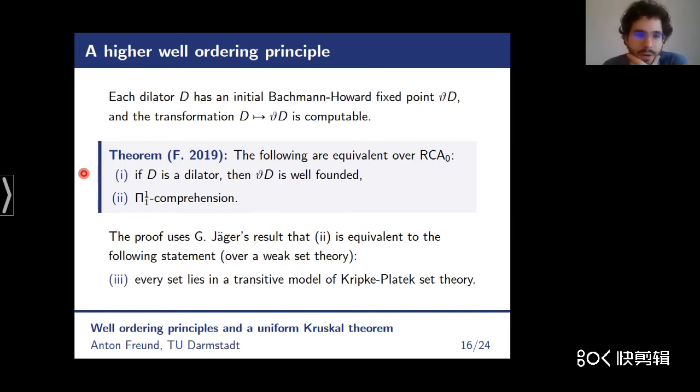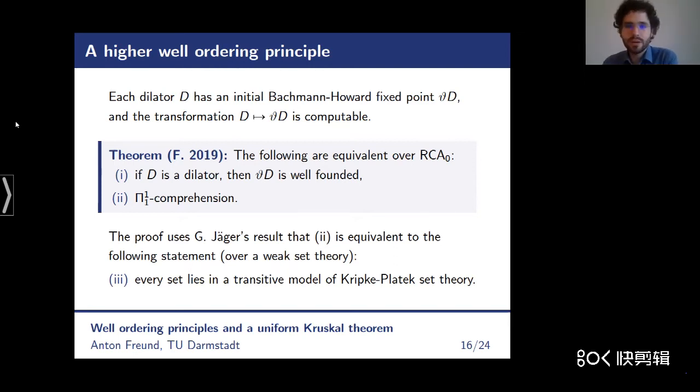And once again about 1, the transformation of D into theta of D is computable. So just to have this transformation, we don't need any strong principles such as Pi-1 comprehension at all. The entire strength in 1 really lies in the claim that this computable order here is well-founded. Okay, now I want to give you a glimpse of the proof.